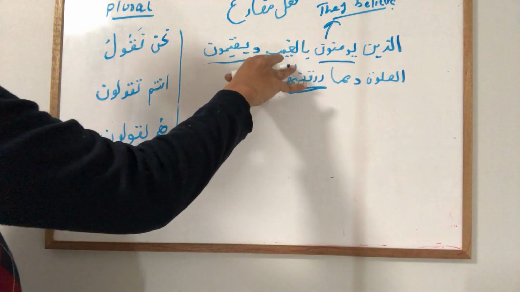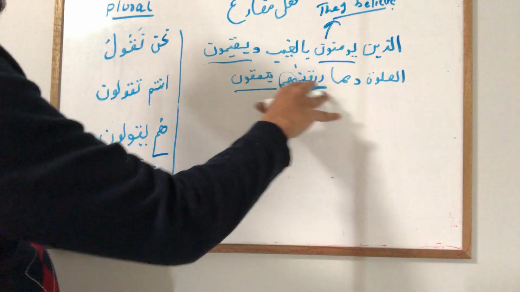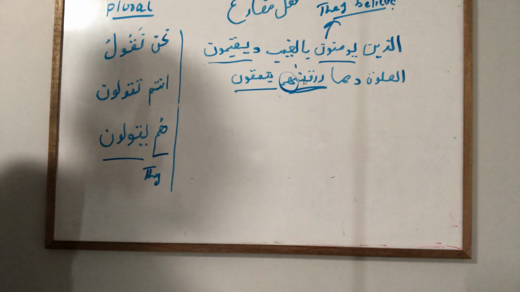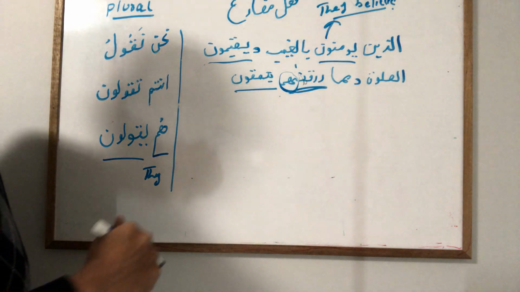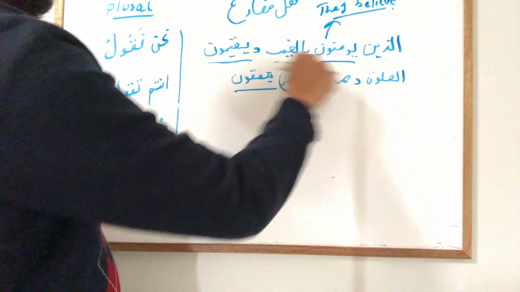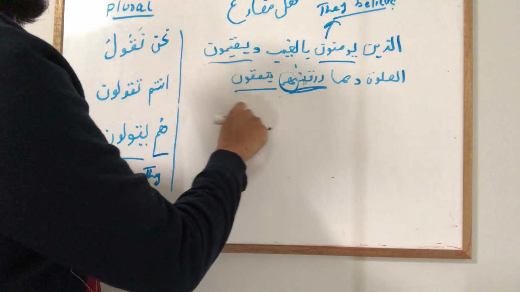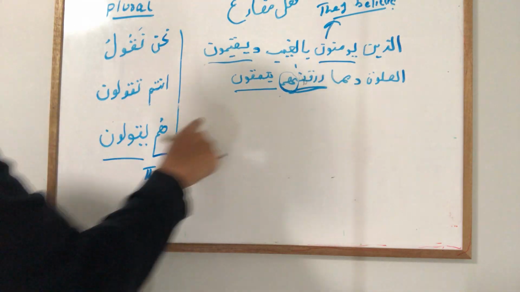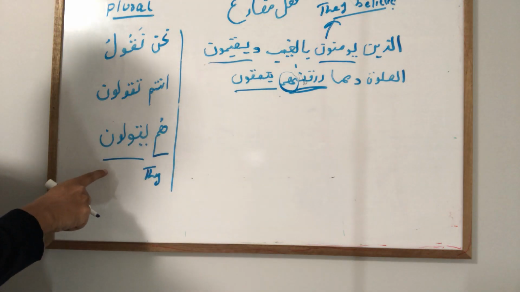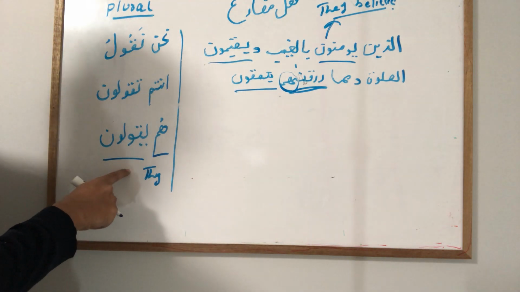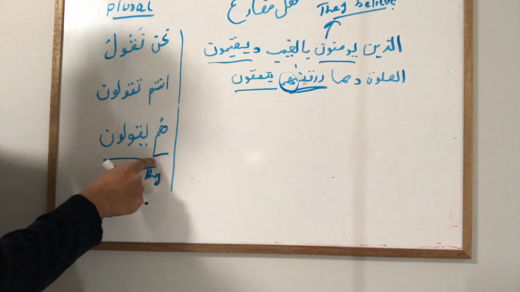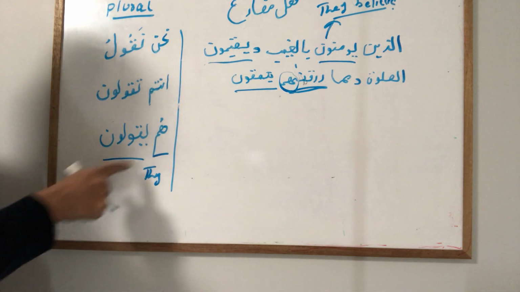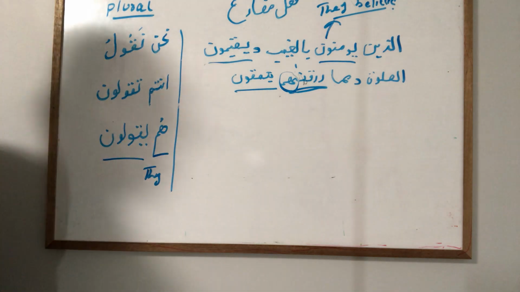Alladhina yu'minuna bil-ghaybi wa yuqimunas-salata wa mimma razaqnahum yunfiqun. Surah Al-Baqarah, ayah number 3. We have gone through yu'minun, yuqimun, yunfiqun. Very easy. We know that it is a present tense, and it is basically talking about pronoun they, because of this mold here, hum yaquluna.